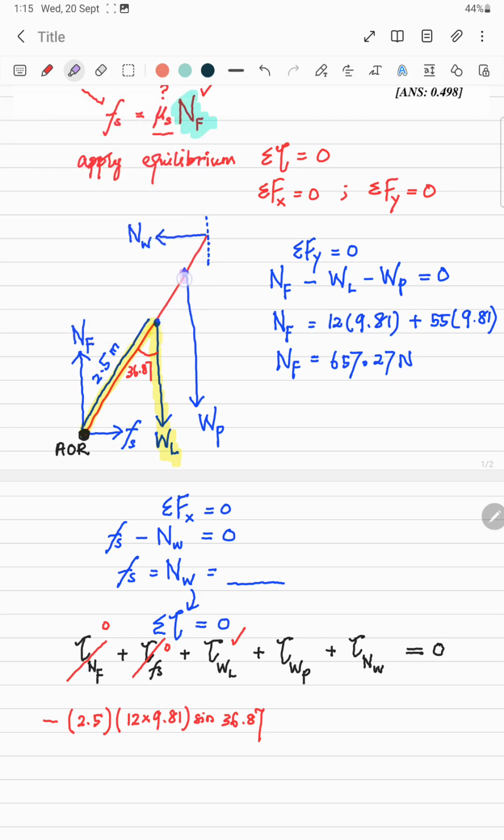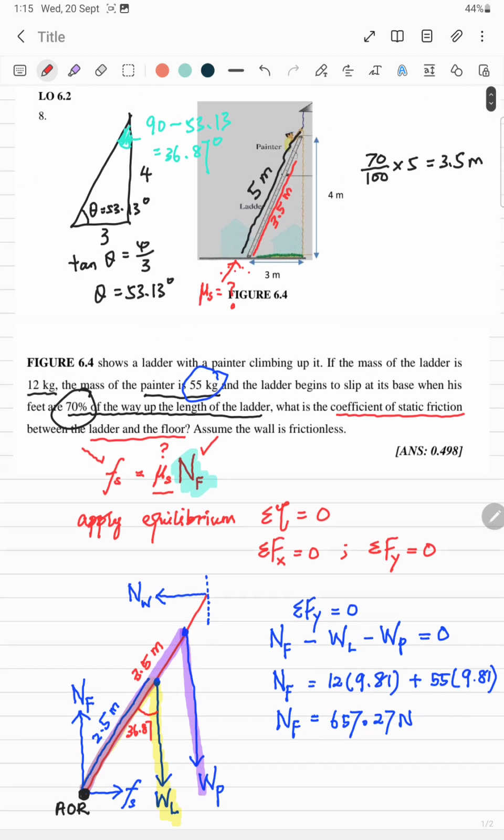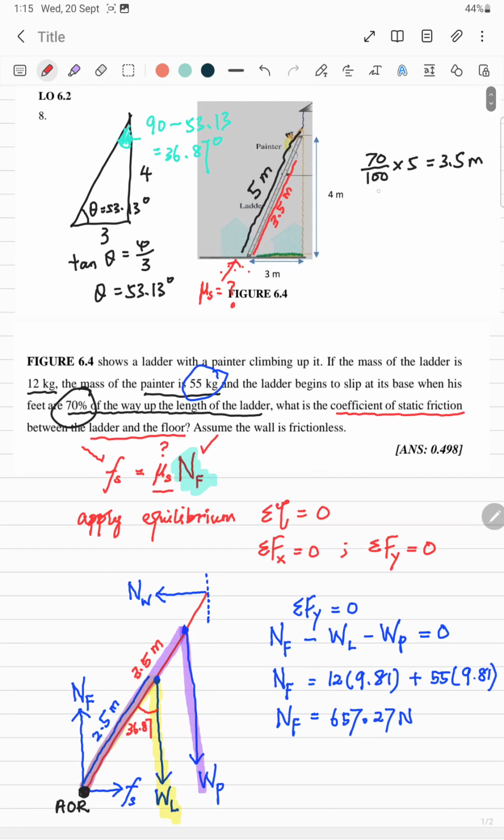Now we calculate the torque produced by the weight of the panther. How far is the weight of the panther from the axis of rotation? It is around 70% of the way up the length of the ladder. So it is 3.5 meters, as we already calculated here. So the panther sits at the position of 3.5 meters.